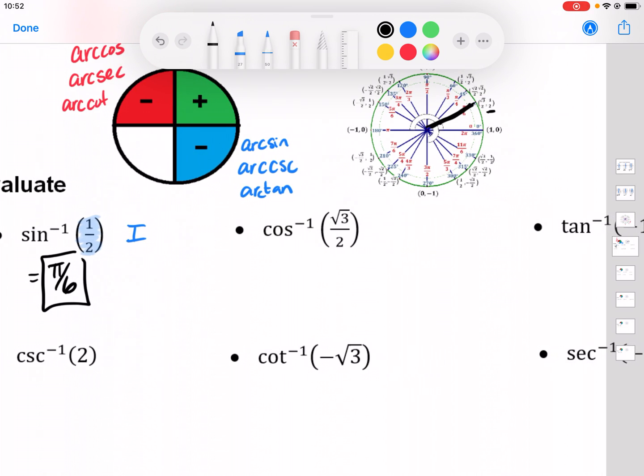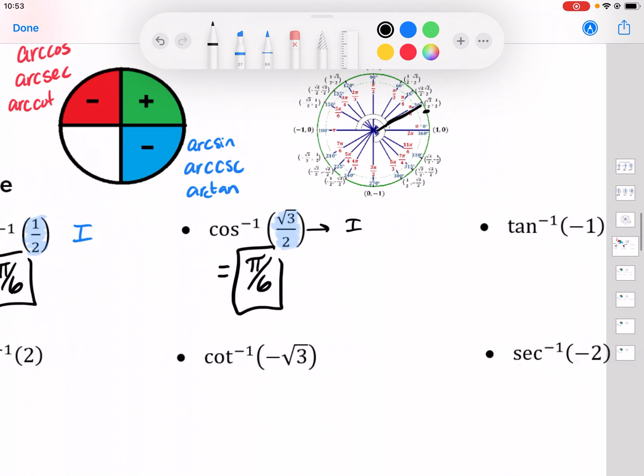So next one, we're doing the inverse of cosine. Once again, this is positive. And if it's positive, that tells me it's in the first quadrant. So I go to the first quadrant. I'm looking, cosine is typically your x, well it is. It's your x value on the unit circle. So I find an x value of square root of 3 over 2, and it just so happens to be the exact same angle we just looked at. So I just go ahead and say my answer is pi over 6.